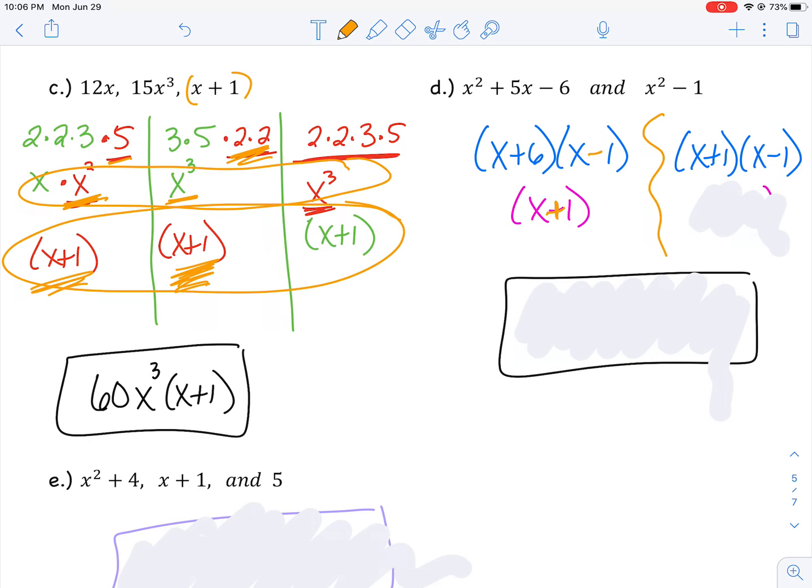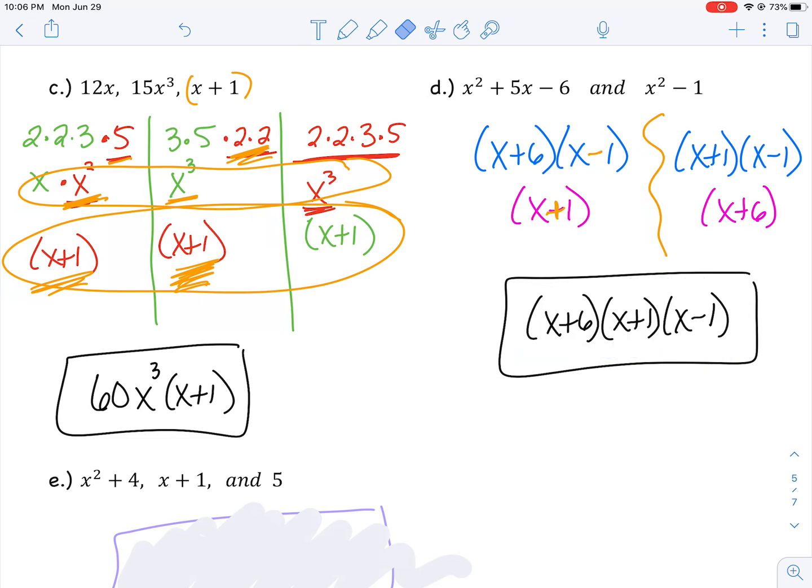Okay, so now what does the second one need that the first one has? It has an x plus 1, an x minus 1, but it looks like it's missing that x plus 6. So now that everybody has the same stuff, the same factors, their least common multiple would be the x plus 6, the x plus 1, and the x minus 1. Now they have all the same stuff, same common denominator if they were denominators.